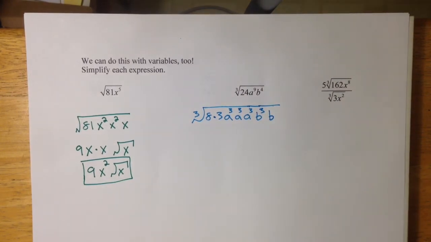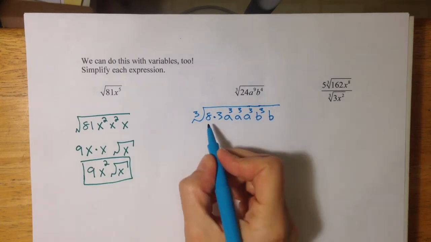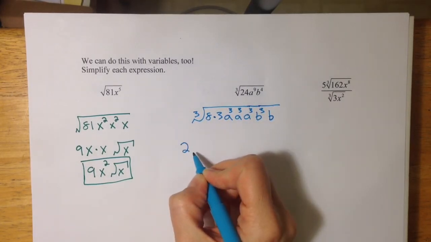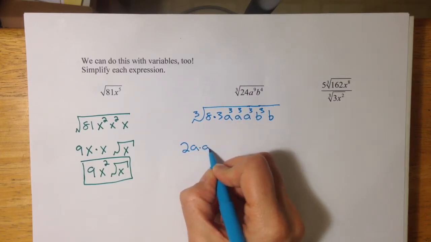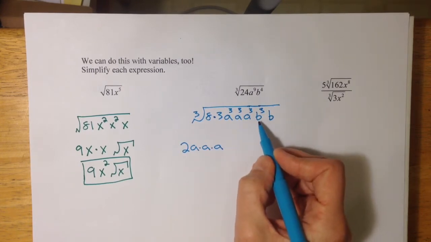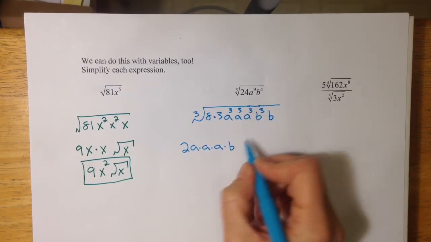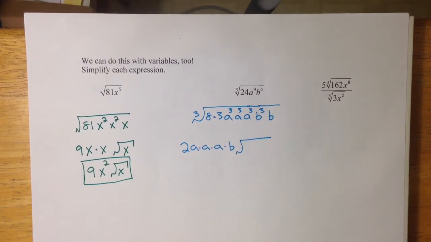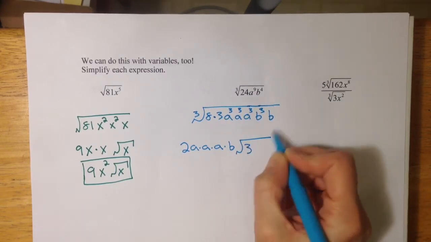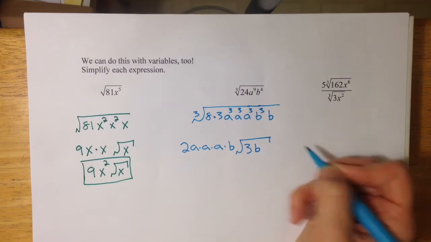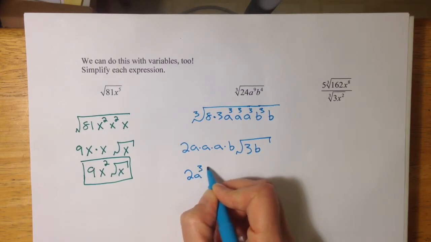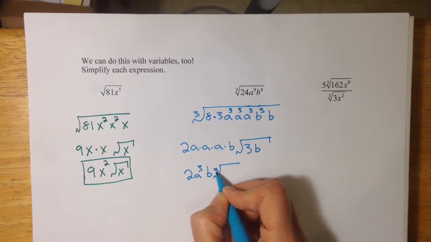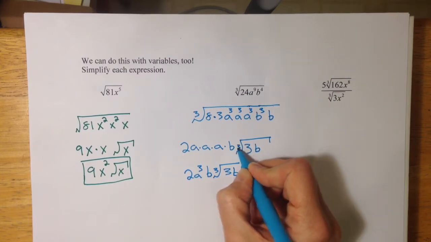Now that I've broken everything apart, I'm ready to actually take the cubed root. The cubed root of 8 is 2. The cubed root of this a cubed is a, of this one is a, of this one is a. The cubed root of b cubed is b. Now everything that didn't have a nice pairing gets stuck under the radical. So that 3 is still under here, and this single lone b is also still under here. Finally, I can condense this a little bit and make this 2a cubed b times the cubed root of 3b. Let me fix that up here as well.